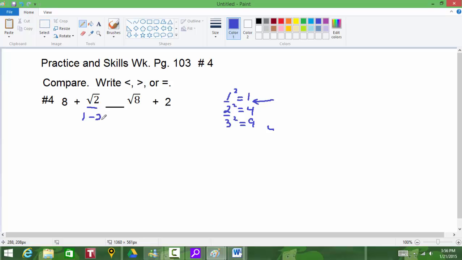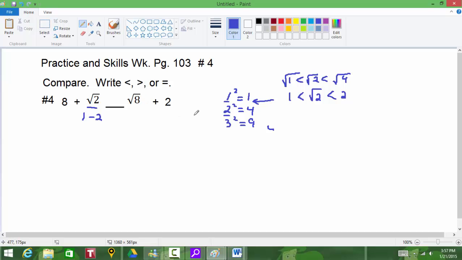2 would be between. And if you don't understand that part, basically I'm just saying that square root of 2 is going to be in between a 1 and a 2, because I could take the square root of 1 and I could take the square root of 4, and square root of 2 will be between those two, and then when I simplify it down, I get it's between the 1 and the 2.